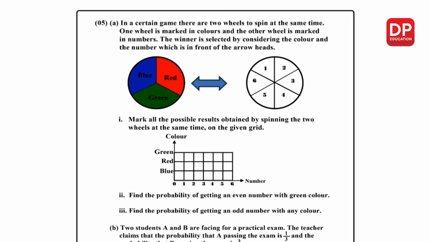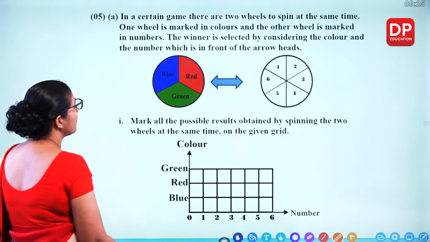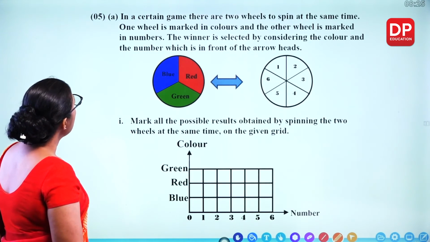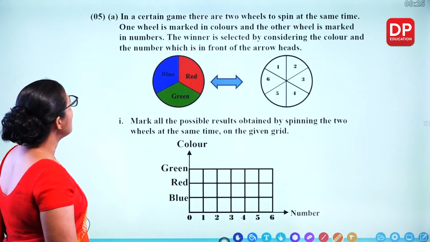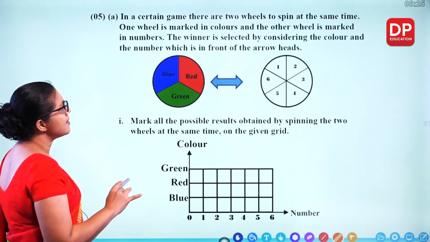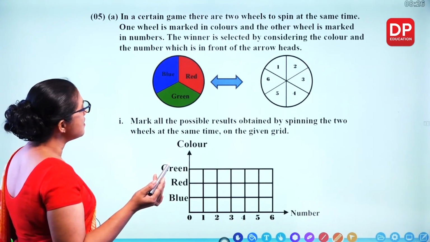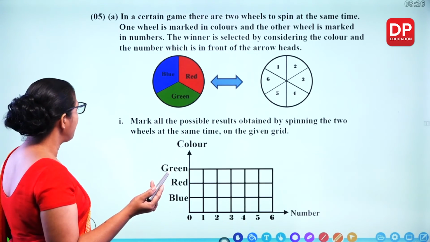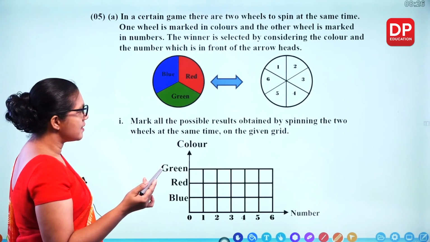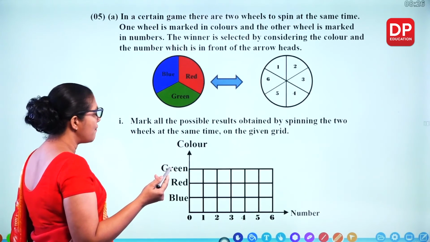Let's take question number 5. You get 2 parts. This is a probability question. Part A. In a certain game, there are 2 wheels to spin at the same time. One wheel is marked in colors and the other wheel is marked in numbers. The winner is selected by considering the color and the number which is in front of the arrow heads. Mark all the possible results obtained by spinning the 2 wheels at the same time on the given grid.